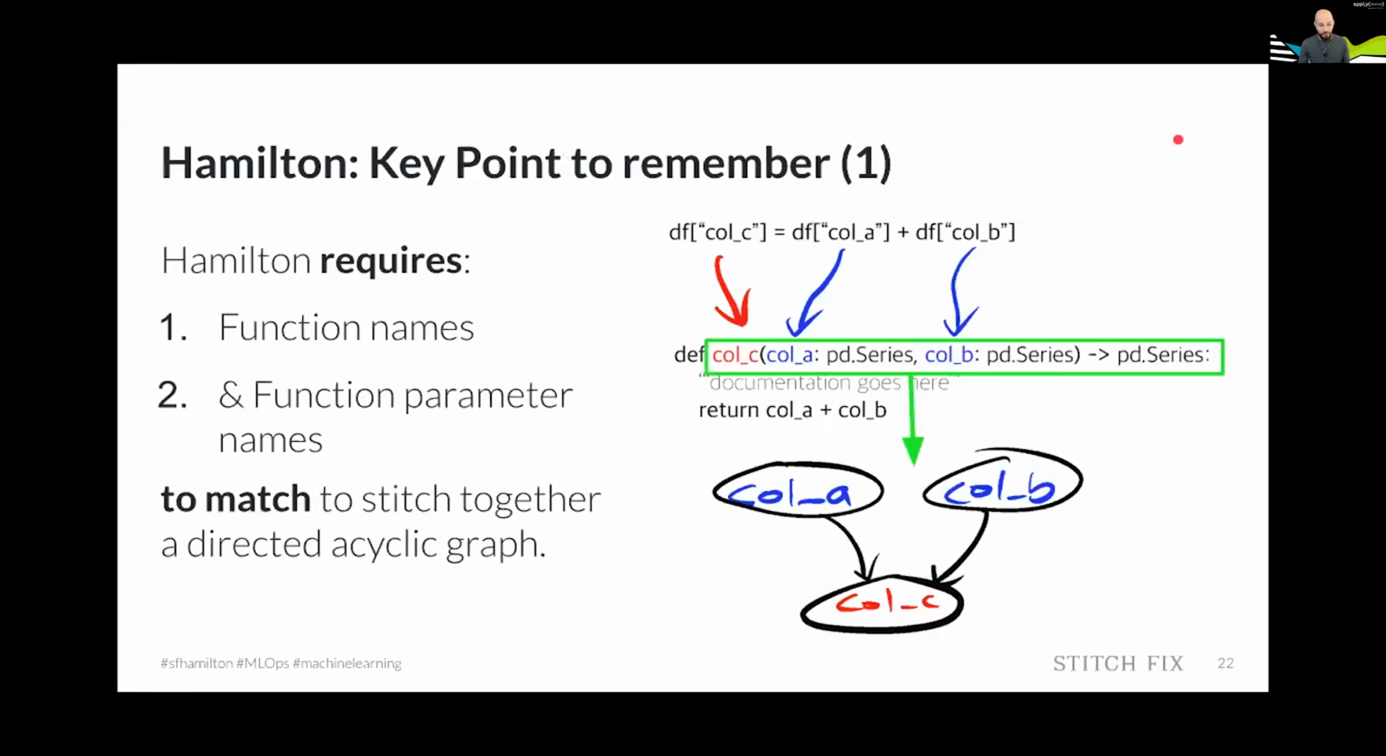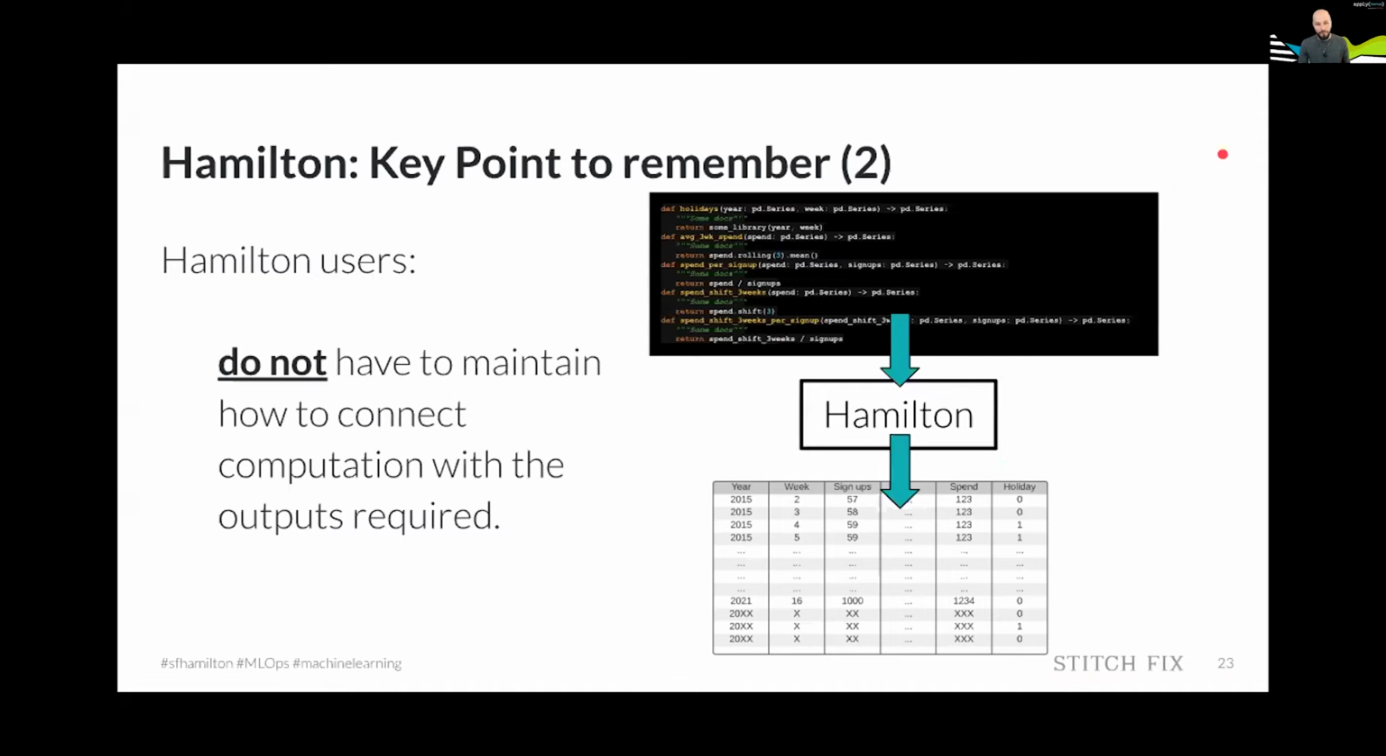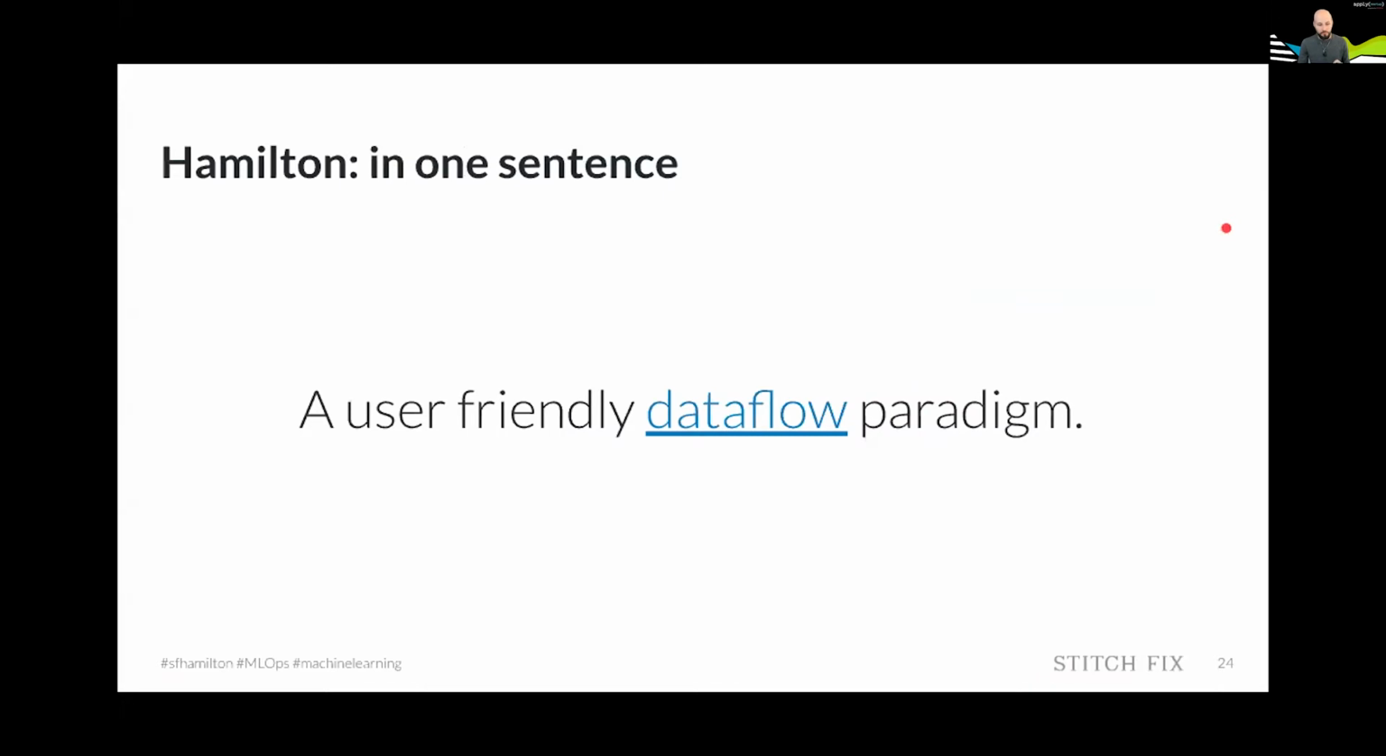So a key point to remember is that with Hamilton, the function names and function parameters need to match if you really want to create a DAG. For things to be stitched together, things really need to match. The second point to remember is with Hamilton, you don't actually have to maintain a pipeline. You don't specify at the end, like other systems, that, hey, I want to stitch these things together. With Hamilton, at the end, you just say, give me these outputs, and Hamilton does the rest for you. One sentence, if I was to describe Hamilton, is that it's a user-friendly data flow paradigm.